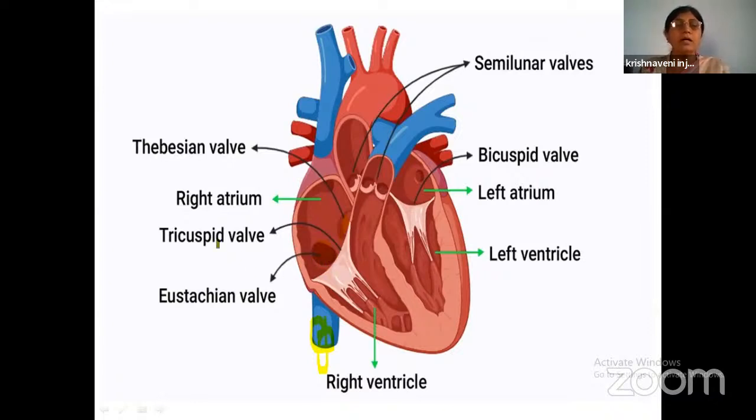Next, the tricuspid valve. The tricuspid valve is in between the atrium and ventricle. Tricuspid means three valves, three flap-like structures. So, tricuspid valve. Here, left ventricle, left atrium. You can see here the bicuspid valve. About the left atrium and left ventricle, we will see. The semilunar valves also we will discuss later.